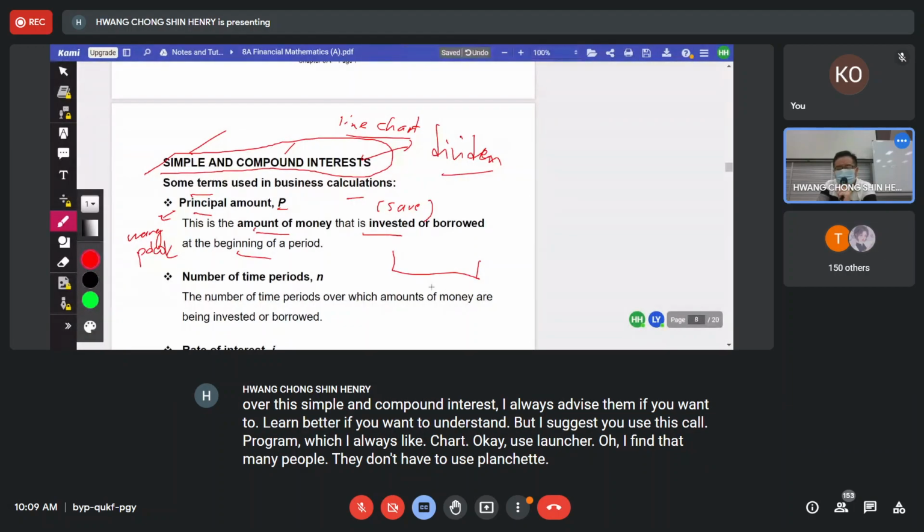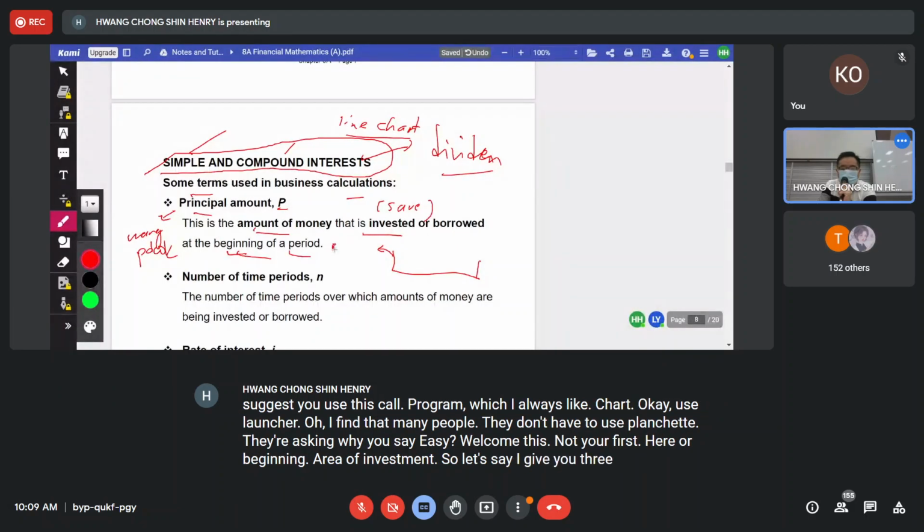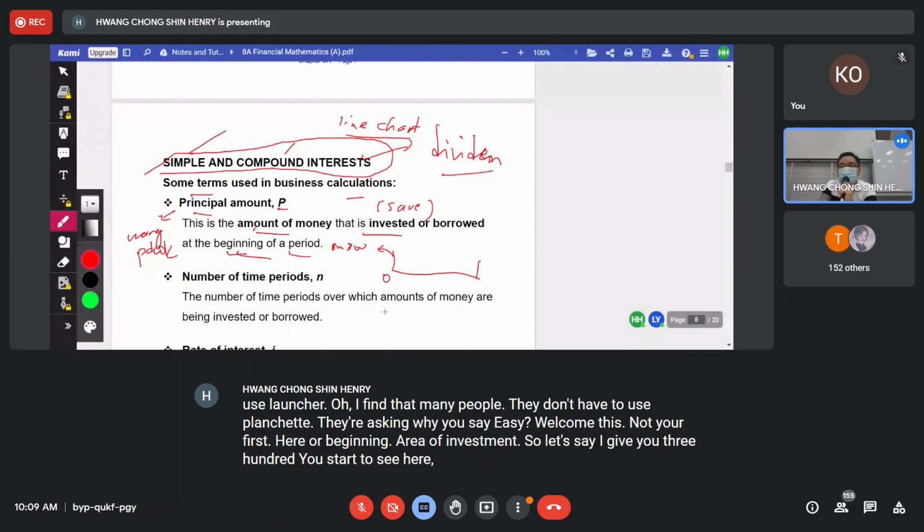Now, I find that many people don't like to use this line chart. Then I ask them why, they say very troublesome. I say, is it very troublesome? You just draw a line chart like that. This marks the beginning of your first period of investment. So let's say I give you 300, you start to save here. Let's call it period 0.